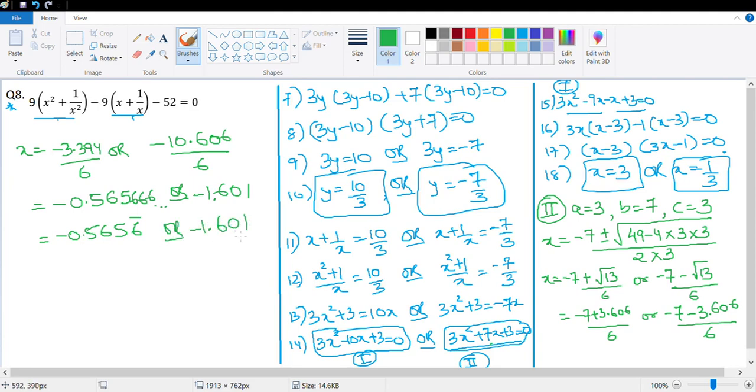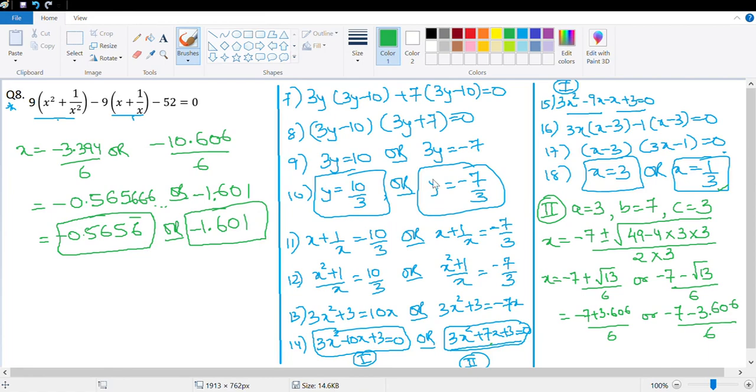Very long question. Let me just check the answer from the end of your textbook. We are on exercise 5E, and this is question number 8. The answer is not given in the book that I'm referring to. Anyway, this seems to be the right answer because we've got 4 answers: negative 1 by 3, negative 0.5656 with a bar, and negative 1.601. Perfect.